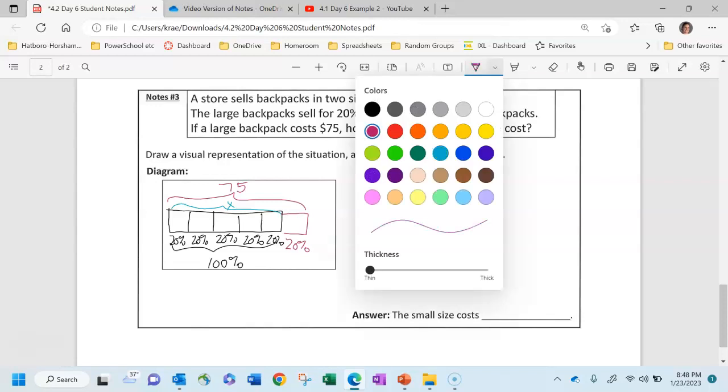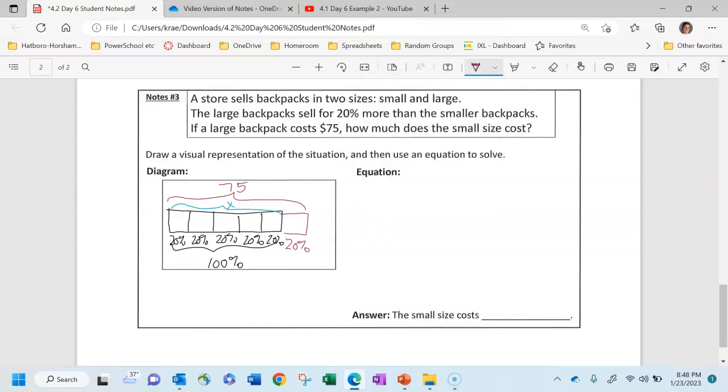Okay, so to figure out what we're going to put inside our tape diagram here, we're going to use our $75 and divide it between the 6 boxes that we have in the diagram for 120%. 75 divided by 6 is going to give me 12.5 or $12.50. So each of these boxes gets labeled or filled in with a 12.5.